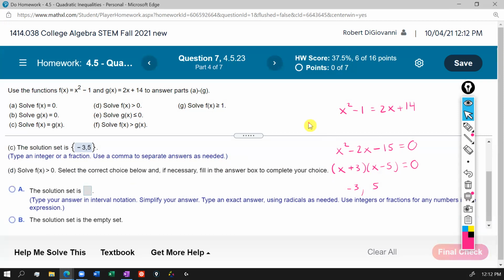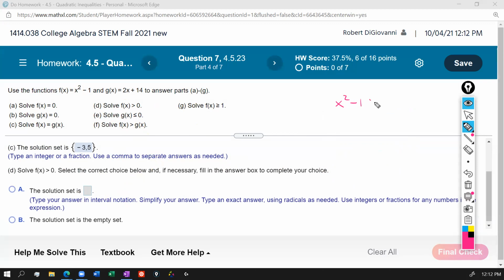All right, next one, they want to know where are we at? We're at D. They want to know where is f of x bigger than 0? So where is x squared minus 1 bigger than 0? Since we already found the two solutions from part A, we know it's at negative 1 and 1. And we know it's a parabola that opens up because there's a 1 in front of x squared. We want to know where it's greater, so that's over here and over here. So that would be from negative infinity to negative 1, not including negative 1, union 1 to infinity.